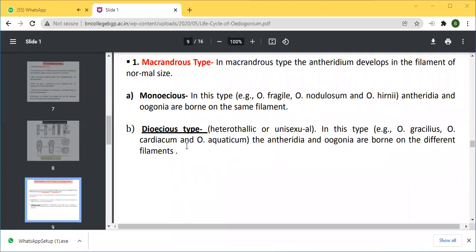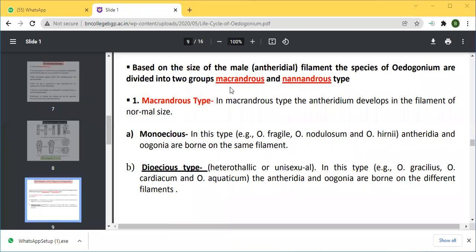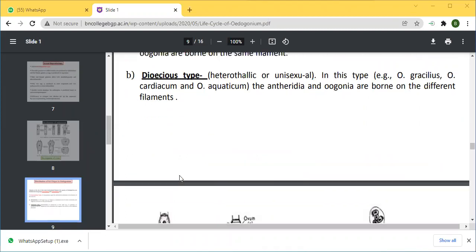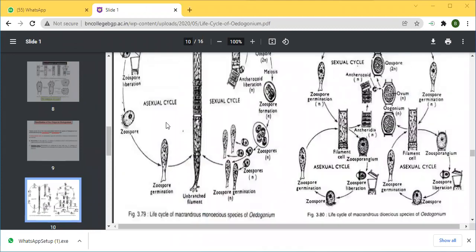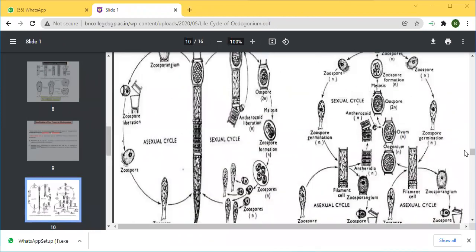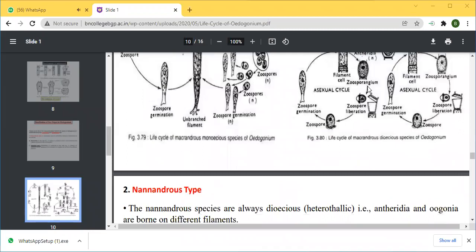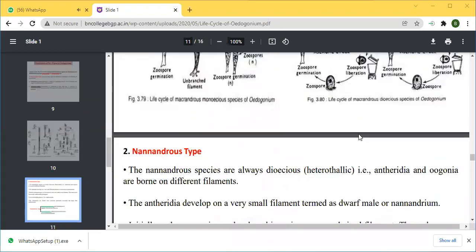And what is this one? Based on the size of the male filament of Oedogonium, the species again fall into two types: one is Macandrus and the other Nanandrus. In the Macandrus, the antheridium development is always of very normal size. In this one, some species are monoecious, some species are dioecious. Okay, see, this is the life cycle of Macandrus monoecious species and Macandrus dioecious species.